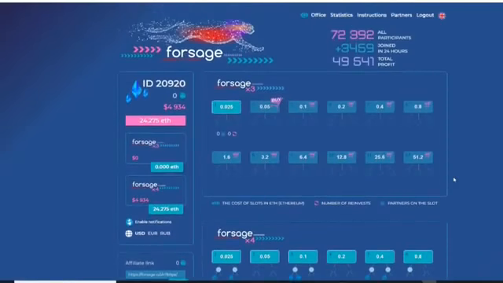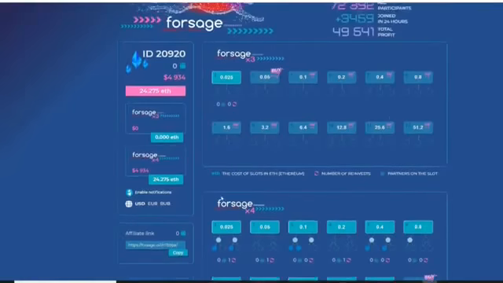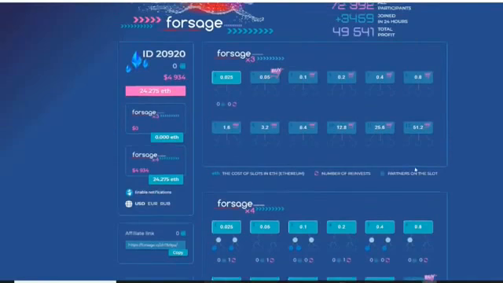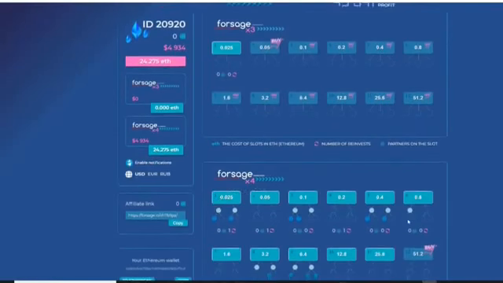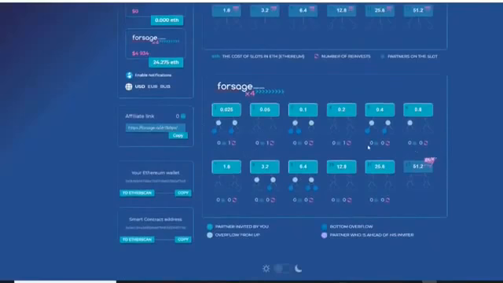Isn't it exciting that you can actually generate income with this project? Even if you don't refer anyone, it's possible that you can generate income with Forsage. It's really cool how the matrices work, and I want to explain to you because many people are asking me how the spillover works. Okay, now the spillover only happens on Forsage X4, not on Forsage X3. You will never see a spillover on Forsage X3. Okay, it's only on Forsage X4.